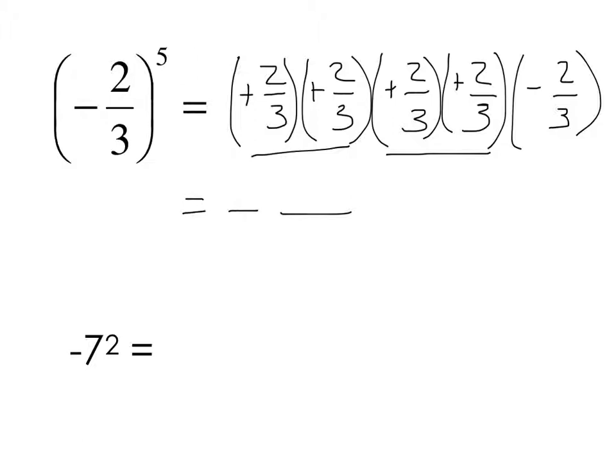What is our answer? What is 2 times 2? That's 4. Times 2 is 8. Times 2 is 16. Times 2 is 32. That's our numerator. Our denominator is 3 times 3 is 9. Times 3 is 27. Times 3 is 81. Times 3 is 243. So our answer is negative 32 over 243.